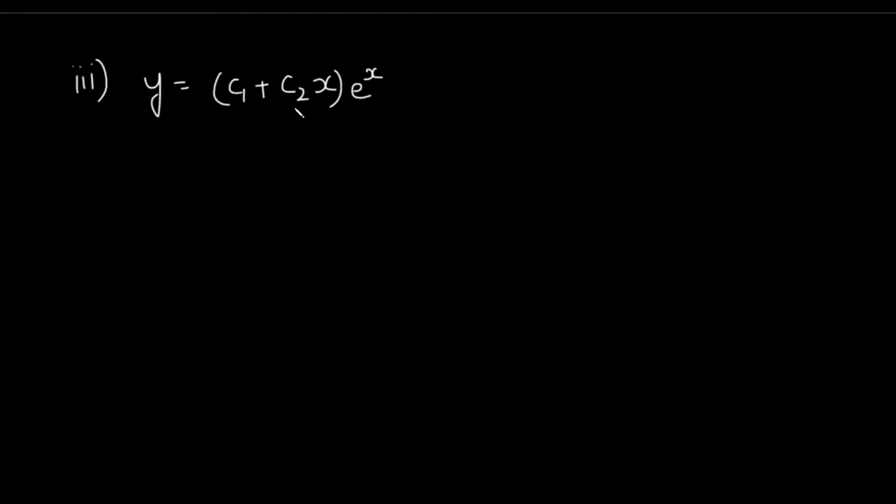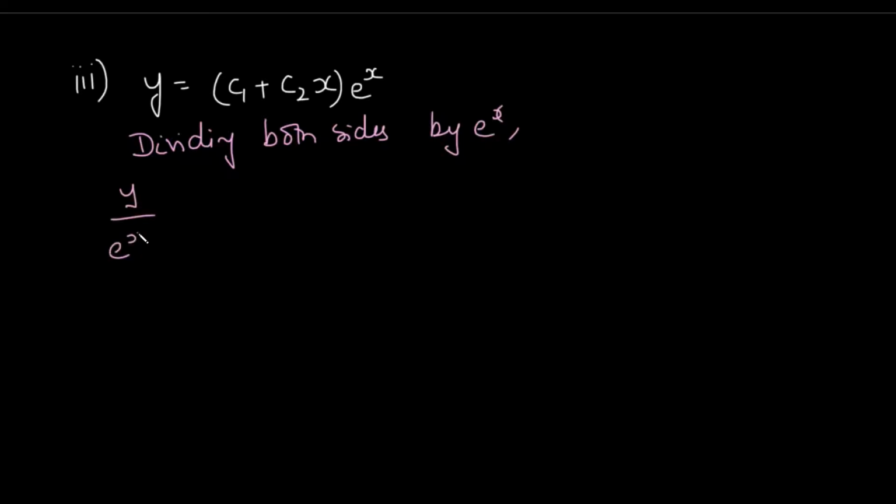Now to make this equation simpler, what we are going to do is we are going to divide both the sides by e raised to x. So dividing both the sides by e raised to x, we are getting y upon e raised to x is equal to c1 plus c2 into x, because e raised to x divided by e raised to x is cancelled. So we get this particular term.